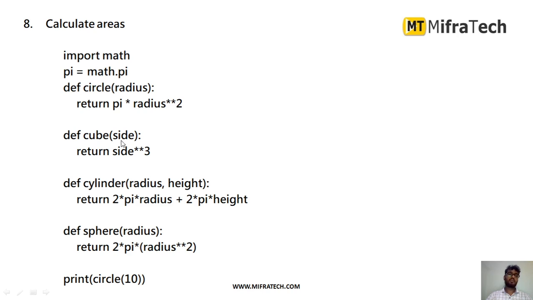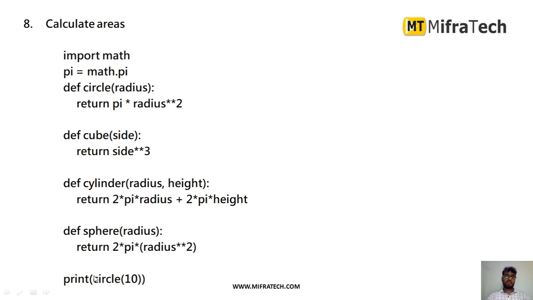It is similar for a cube. To find the area of a cube, we take any one side and multiply it three times, or cube it. Similarly for a cylinder, the formula is 2 pi times radius plus 2 pi times height, so you have to take two arguments for the cylinder, radius and height. For a sphere, the area is 2 pi radius square. So we have defined user defined functions, and whatever area you want to find, you just call those functions.